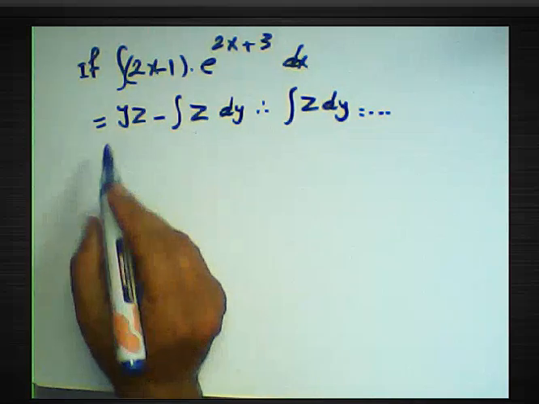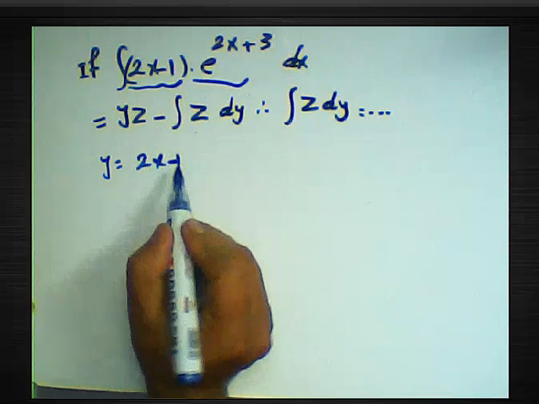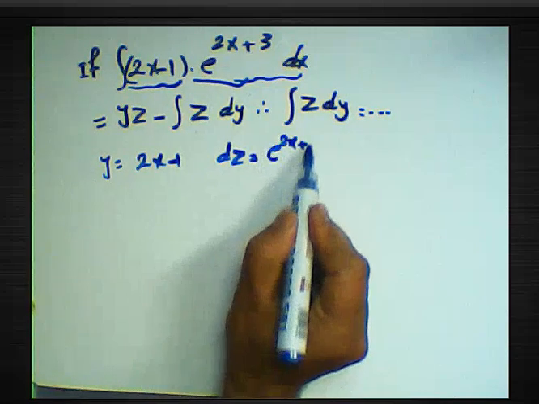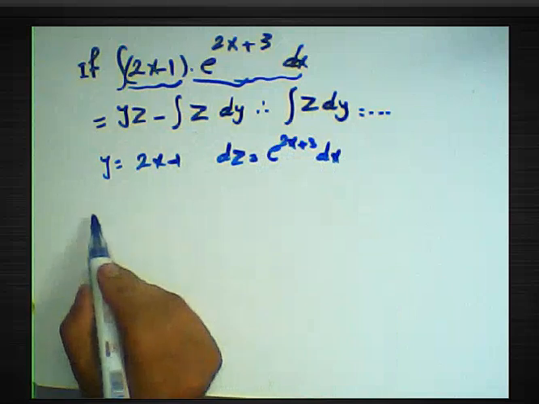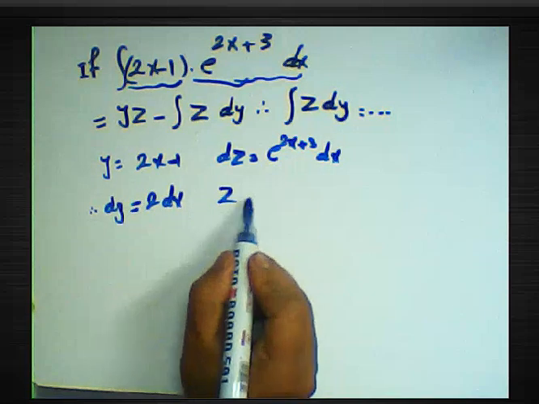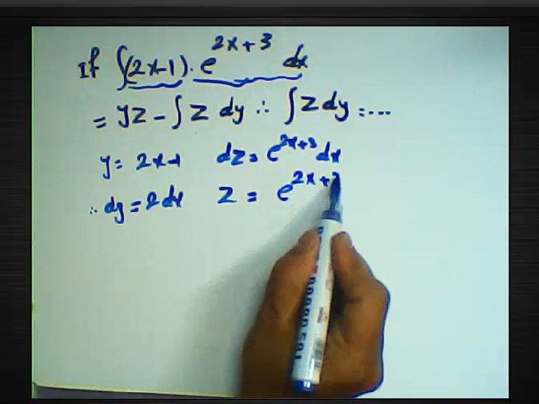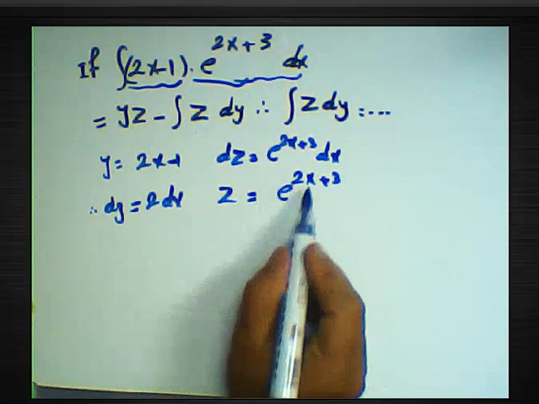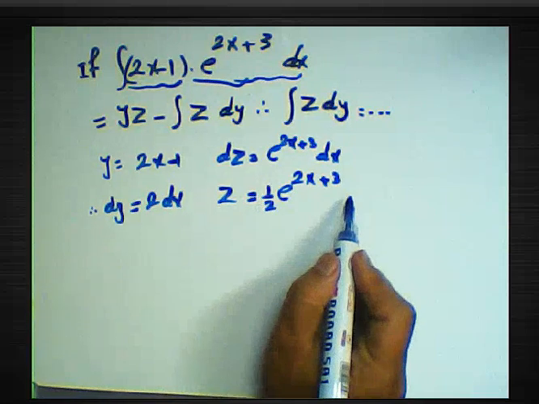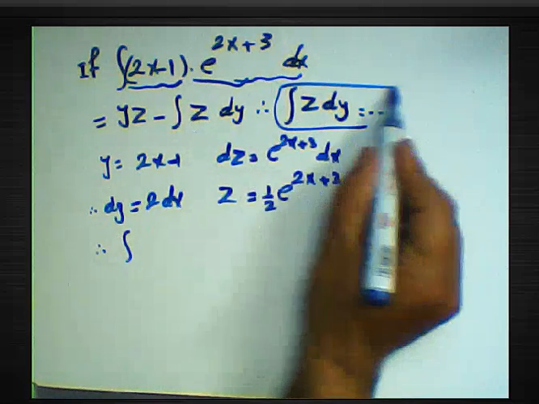So we must choose two functions: the first y, here 2x − 1, and dz will be e^(2x+3) dx. Then dy equals 2 dx, and z equals the integration of this function, which will be e^(2x+3) divided by the derivative of the power, which will be 2. Okay, and then we want to find the integration of z dy.